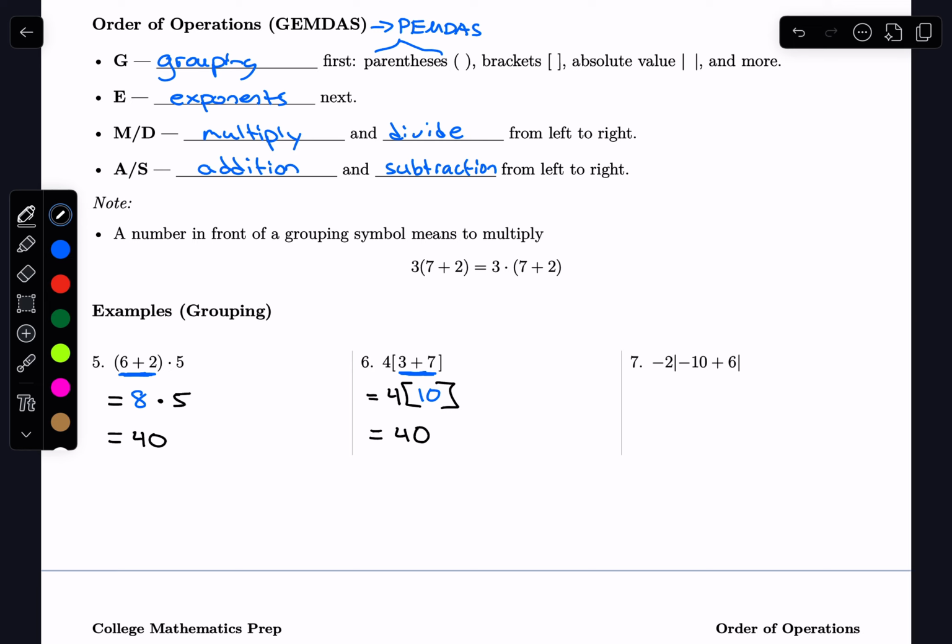And it's a coincidence that we got 40 two times in a row. Don't read into that. All right, next one, number 7. Now we got some negatives involved. We have a -2 up against an absolute value of -10 plus 6.